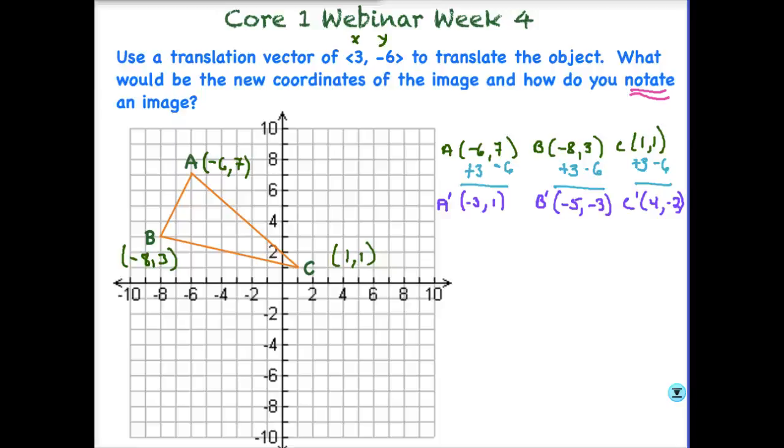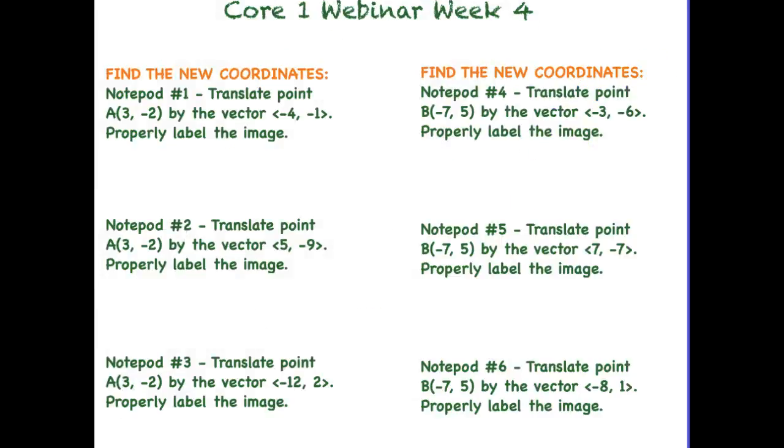Here it is. So, not that. This. Okay, you guys. I'm only giving you 1 point, so I'm not making you do a whole entire image. But now you have the official terminology, and in your notepads, make sure you label your new image correctly. So for example, Kiana's in notepad 2. She would translate this point A by the vector 5, -9, and then properly make sure that she labels the image.